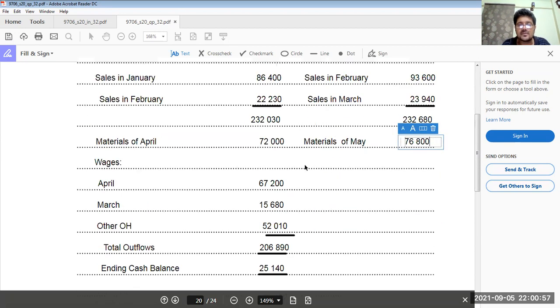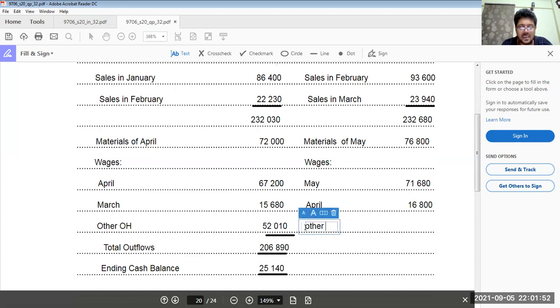Now wages. Now at present we are producing for May. So we are to pay for May wages. What happens in May? 3,200 multiplied by 28. $9,600 we have to pay multiplied by 80% would be 71,680. 71,680 for May. And we have to pay 20% of wages of April. In April, the production was 3,000 multiplied by 28 multiplied by 20%, that is 16,800 wages we have to pay for April here.